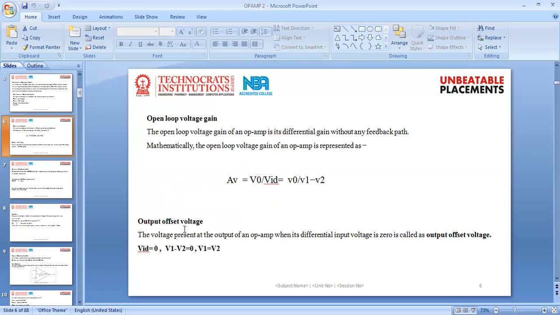Second one is the output offset voltage. The voltage present at the output of an op-amp when its differential input voltage is 0 is called the output offset voltage. VID equal to 0, that means V1 minus V2 equal to 0. That implies V1 equal to V2. This one is the output offset voltage.